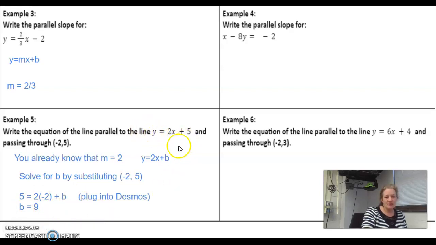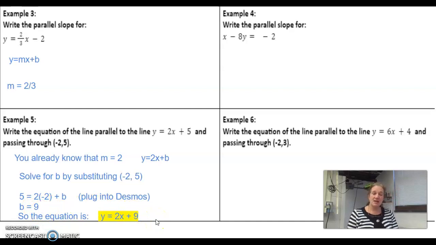So I have this line, y equals 2x plus 5. And I have this other line, y equals 2x plus 9, same slope, because that's what we calculated b to be. I know those two lines are parallel because they both have the slope of 2. I know the second line goes through the point negative 2, 5, because that's how I figured out what b was. Now you're going to do the exact same thing with example 6.